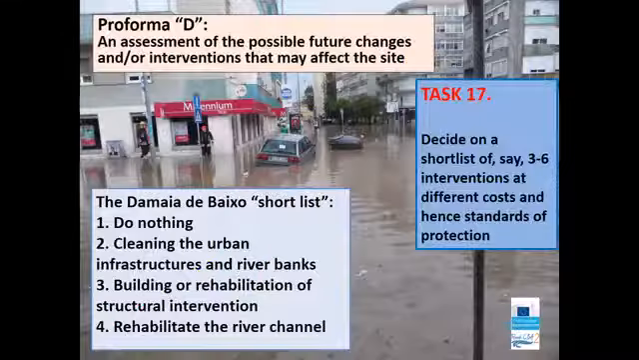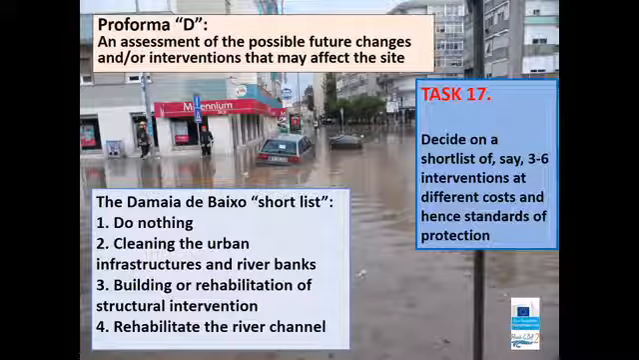The shortlist, again, that we have to consider under the Flood-CBA system in Pro Forma D is again do nothing, quite correctly. Secondly, cleaning the urban infrastructure and riverbanks so the flow of floodwaters is more efficient. Thirdly, building or rehabilitation of the structural intervention, which is partly decrepit.